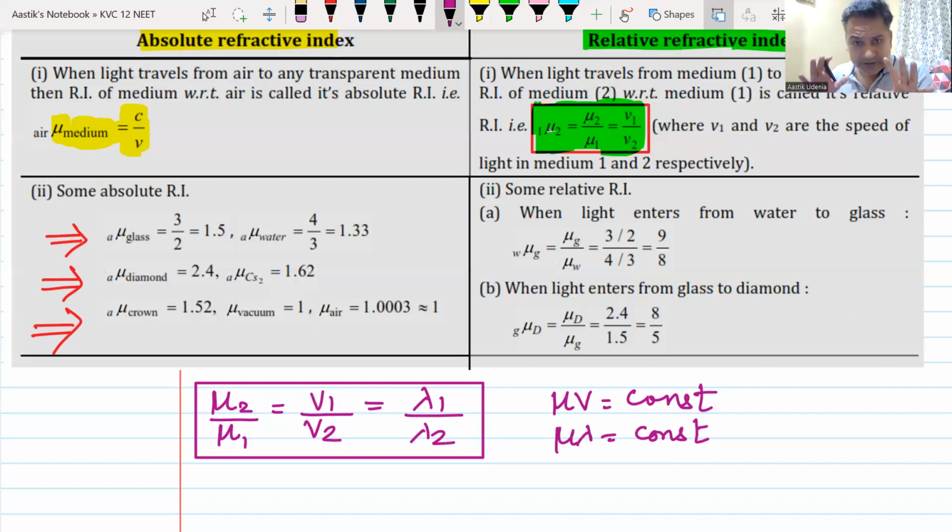You don't have to write the table. Do you understand this? Yes, I've already written this, sir. You just have to write the formula that I've given. Mu into v is constant, mu into lambda is constant, nothing else. Shall I move ahead? Yes, sir.